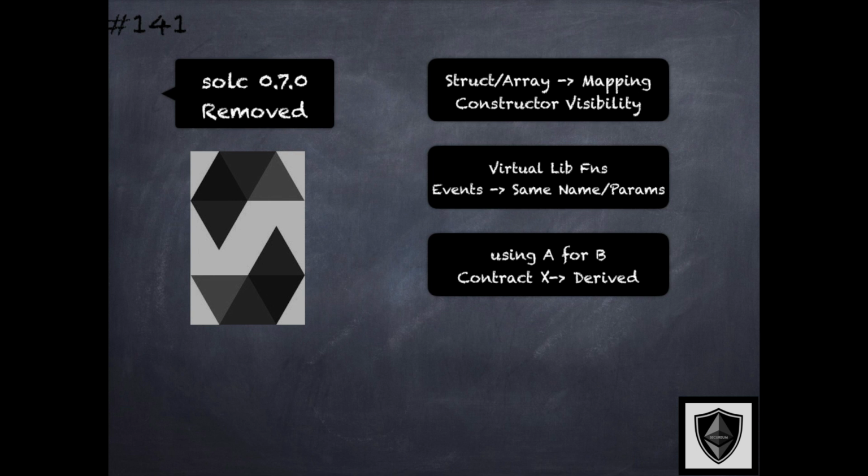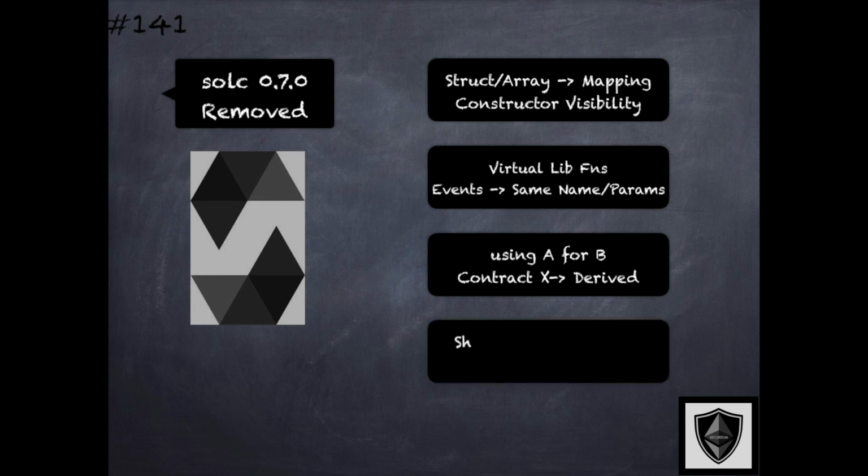The directive using A for B, with respect to library functions and types, affects only the contract it is specified in as of this version. Previously this was inherited, now it has to be repeated in all the derived contracts that require this feature. Shifts by signed types are disallowed as of this version. Until now, shifts by negative amounts were allowed, but they caused a revert at runtime.